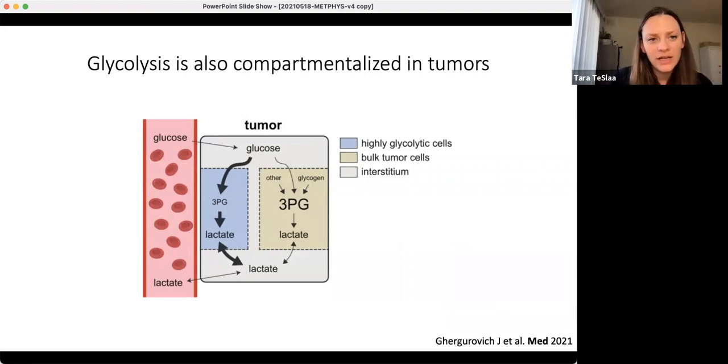I won't have time to talk about it today, but our lab recently published a paper showing that this also may be true in tumors. We observed differential labeling of glycolytic intermediates and lactate in tumors, suggesting that there's a highly glycolytic cell type producing lactate that is not represented in the bulk tumor glycolytic intermediate pool.